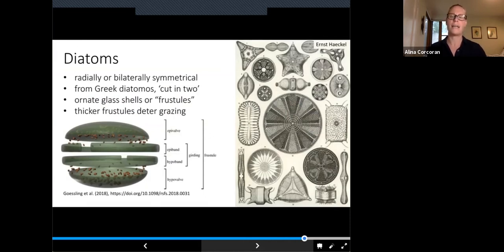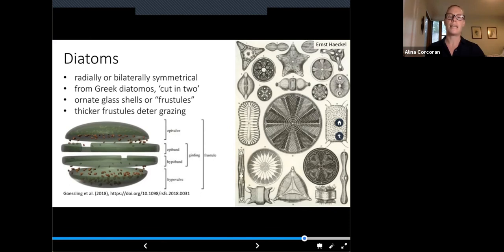And on each of these slides, the plates on the right are illustrations from Ernst Haeckel. Some of you are probably familiar with his work. So the first group of microalgae is diatoms, and these are radially or bilaterally symmetrical cells. They have halves, and when they divide, their halves split in two, and then they build other halves to fill in the gaps. And so with division, the cells get smaller and smaller.